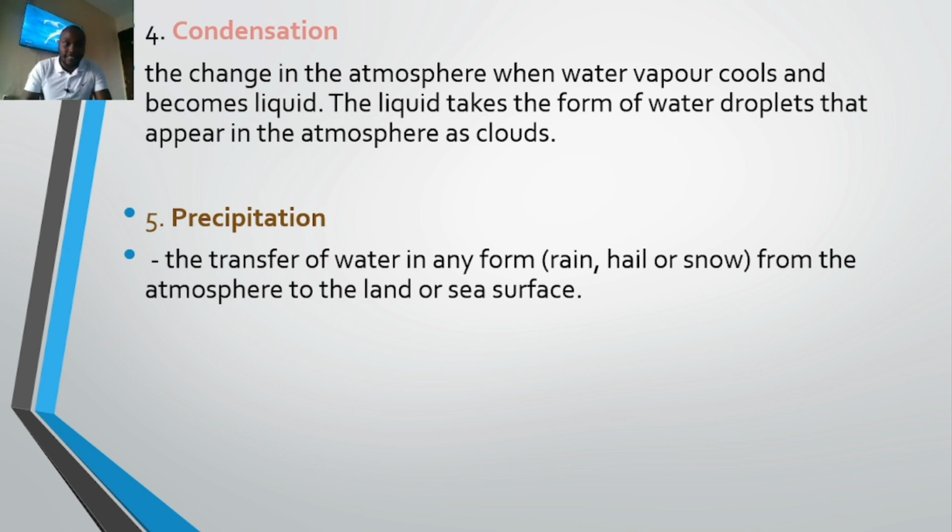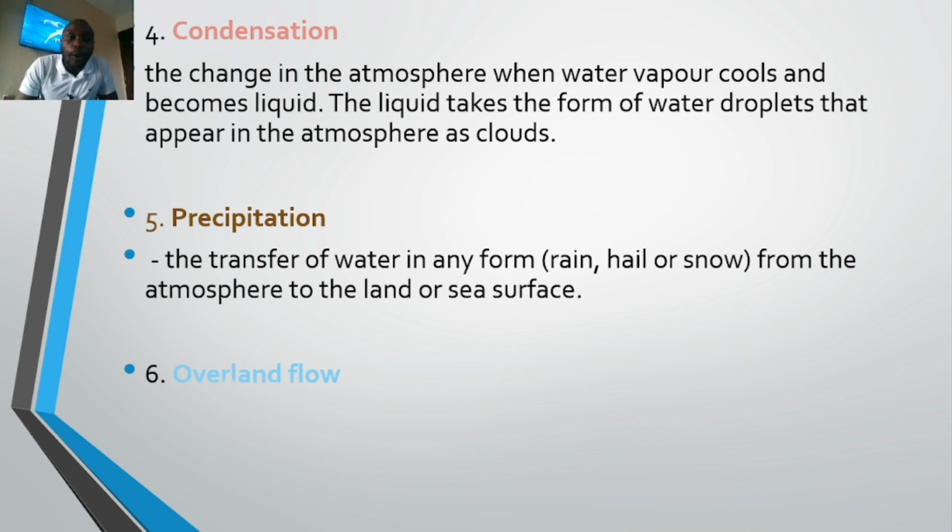Remember, we began with evaporation. It has gone up there, it has cooled by the process of condensation. After condensation, we now have formation of clouds that leads to precipitation, which can fall as rain, can fall as hail, or it can also fall as snow from the atmosphere to the land or sea surface.